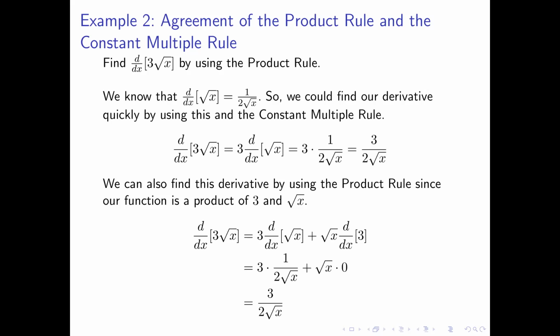And again, if we simplify that second term, the square root of x times 0 is 0. And so we end up with 3 over 2 times the square root of x, the same thing we got by using the constant multiple rule. And what this helps to show is that these 2 rules, which both involve multiplication in some way, agree with each other, which means you don't have to use the product rule if one of the factors in your product is a constant, although you can if you want.